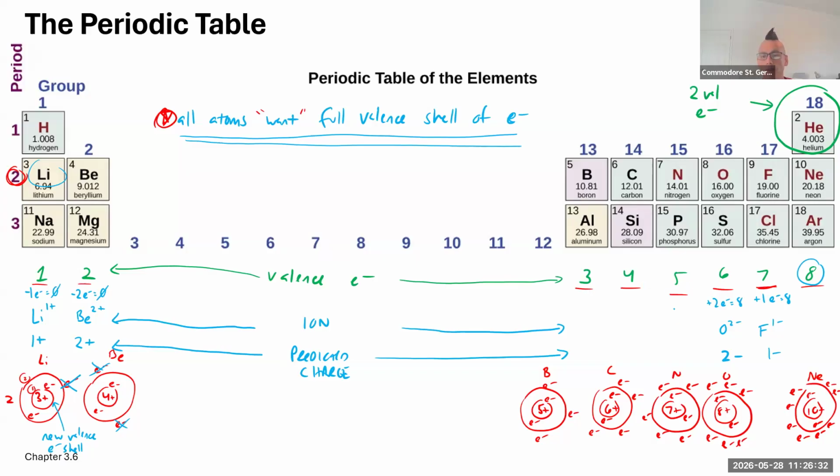Let's do nitrogen now. Nitrogen can either pick up 3 electrons to make a total of 8, or it can lose 5. Well, it's easier to pick up 3.